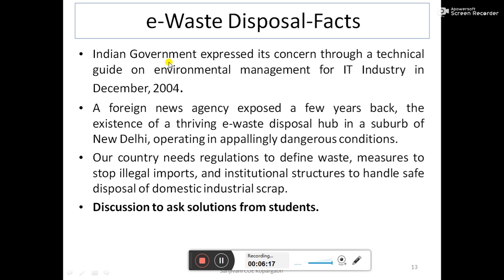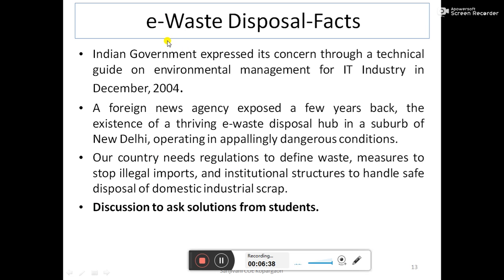E-waste disposal fact: the Indian government expressed its concern through a technical guide on environmental management for the IT industry. You can read this. Our country needs a regulation to define waste, measures to stop illegal imports, and an institutional structure to handle safe disposal of domestic industry scrap.